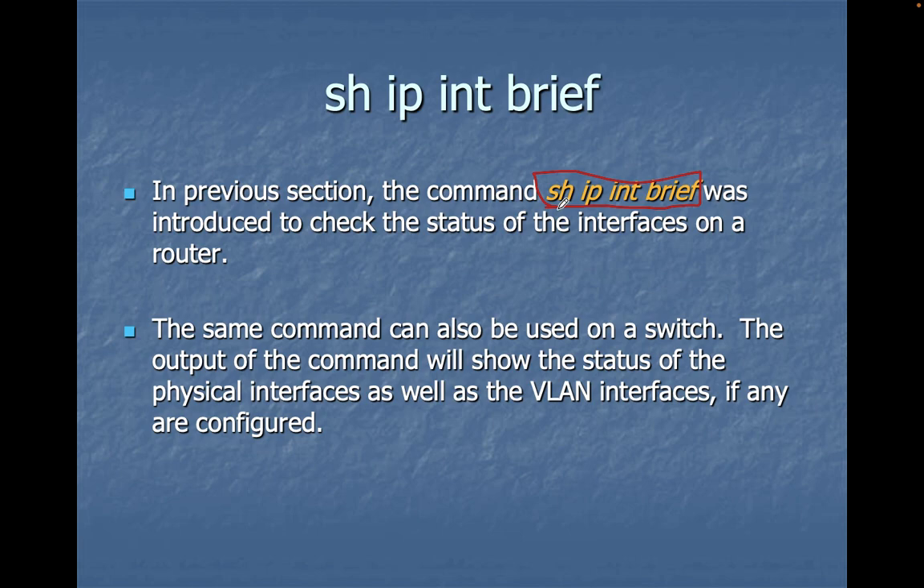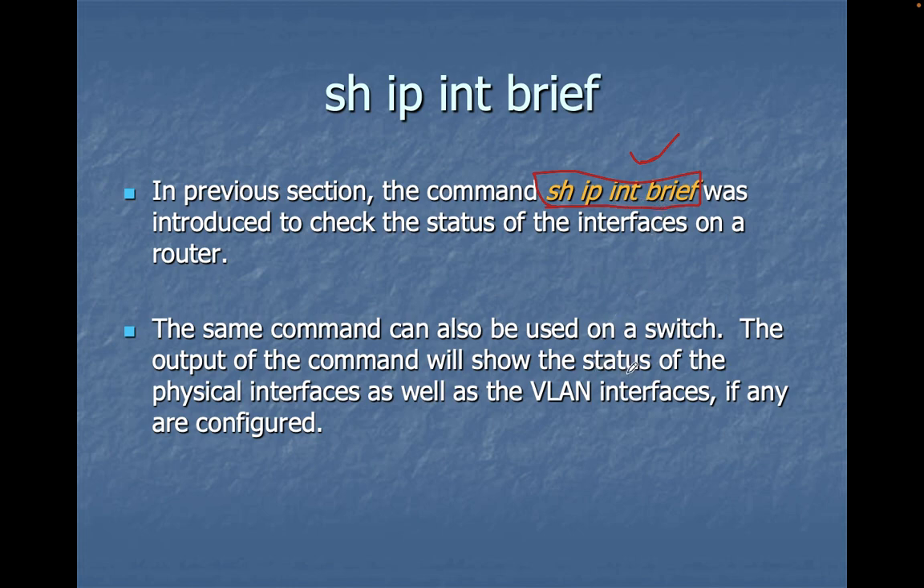So this is what we need to know. We can use this command to check the status of the interfaces on the router and also on the switch. Remember, this command that we used for the router to show all the things we have on the router interfaces, the same command we run for checking the switch. We use show ip interface brief also for the switch.